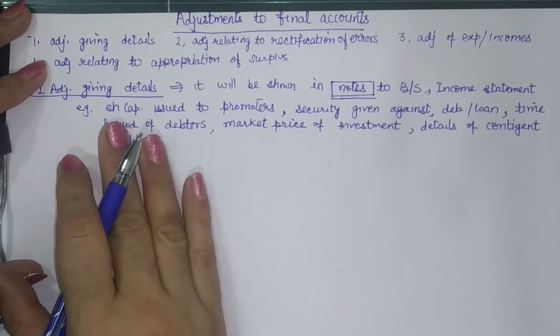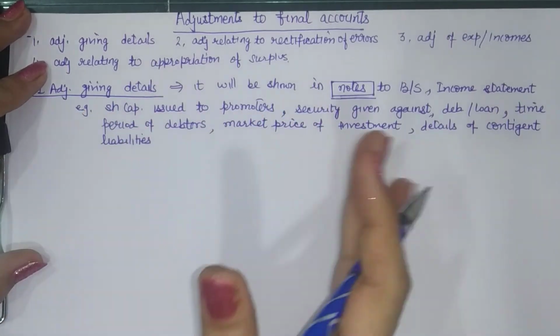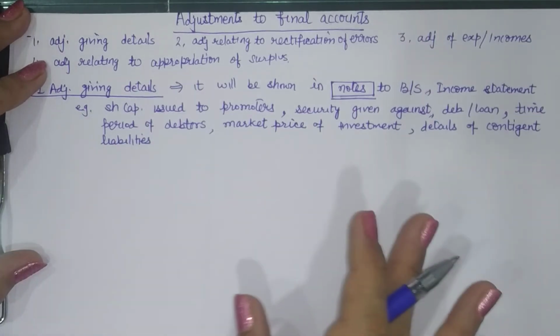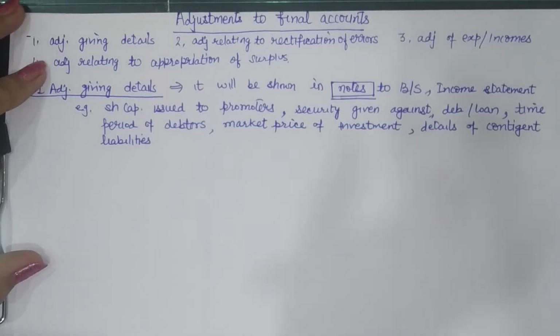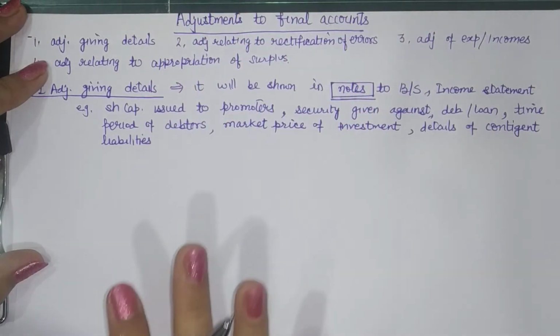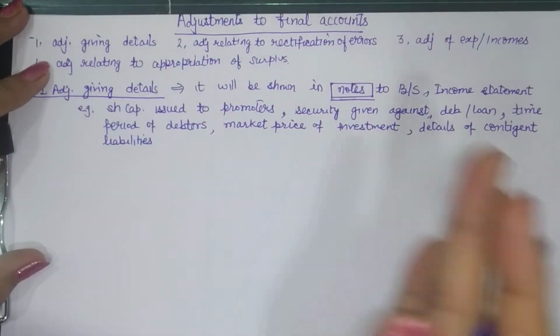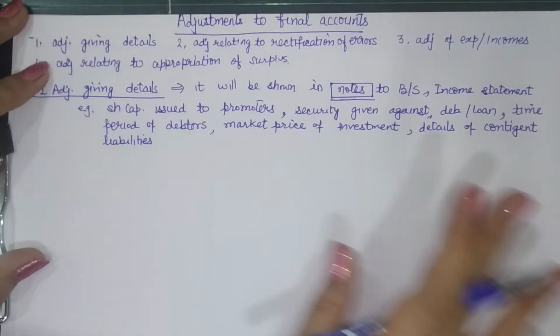So these types of adjustments or additional information are very easy to handle. We don't need to do anything. While making notes, just take care of that. What you can do is that these adjustments can be marked in the trial balance, and when we are preparing notes, therein we will give all these details.